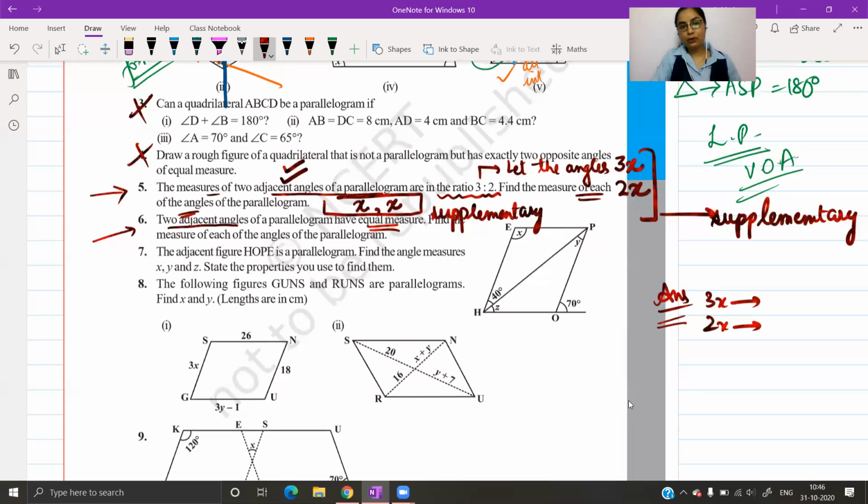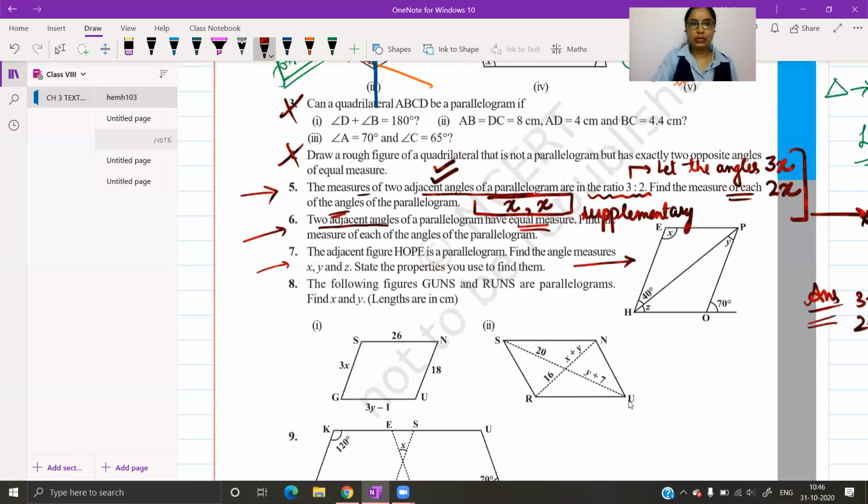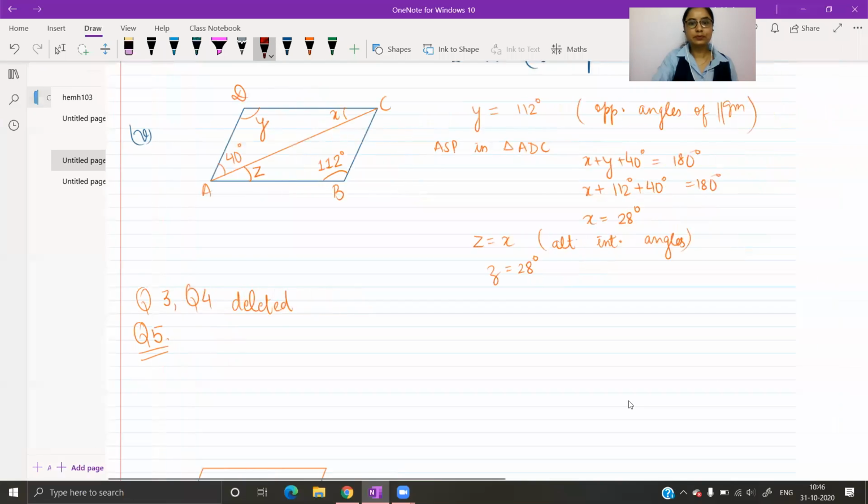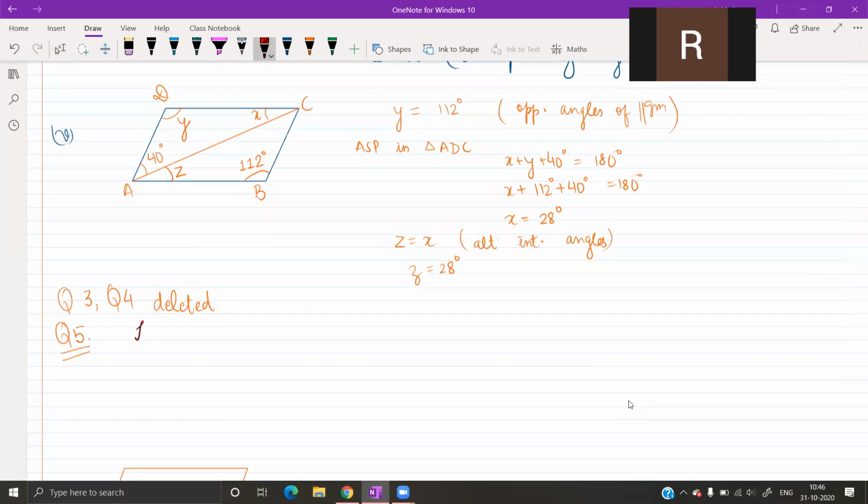And then if you look at the seventh question, this is similar to the questions we just did, like question number 2. Let's do the fifth and sixth questions, then we'll come back to the seventh question. Ma'am, the value of x in the fifth question is 36. Okay.